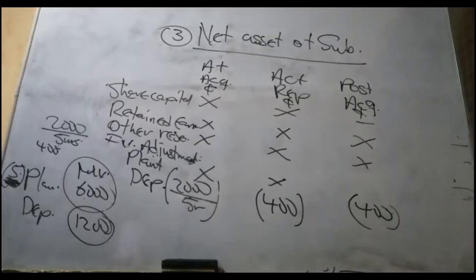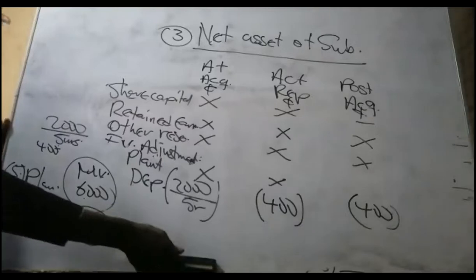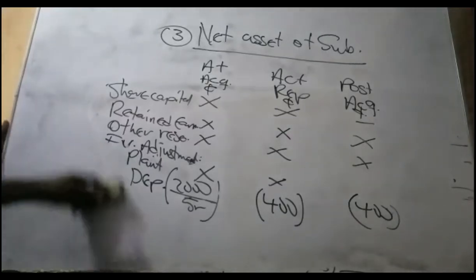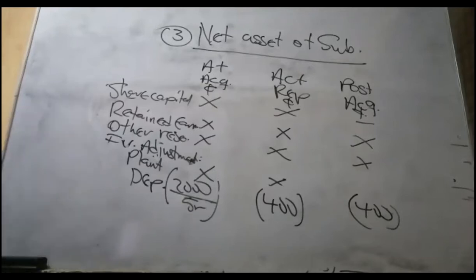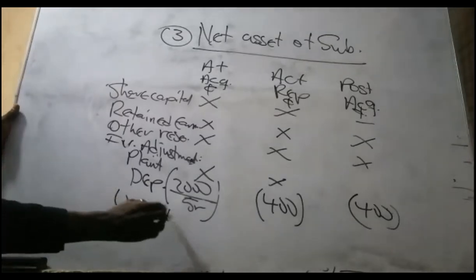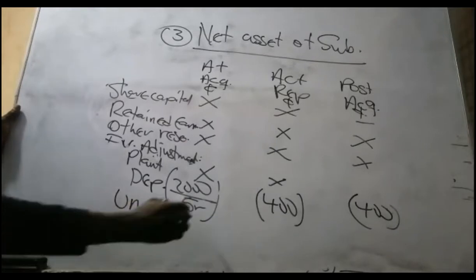Now let's continue the game. One more item, then we are done with the net asset acquisition. Then we go to what we call unrealized profits. Unrealized profit, I'll explain. That is if the subsidiary is the seller. So, unrealized profit.